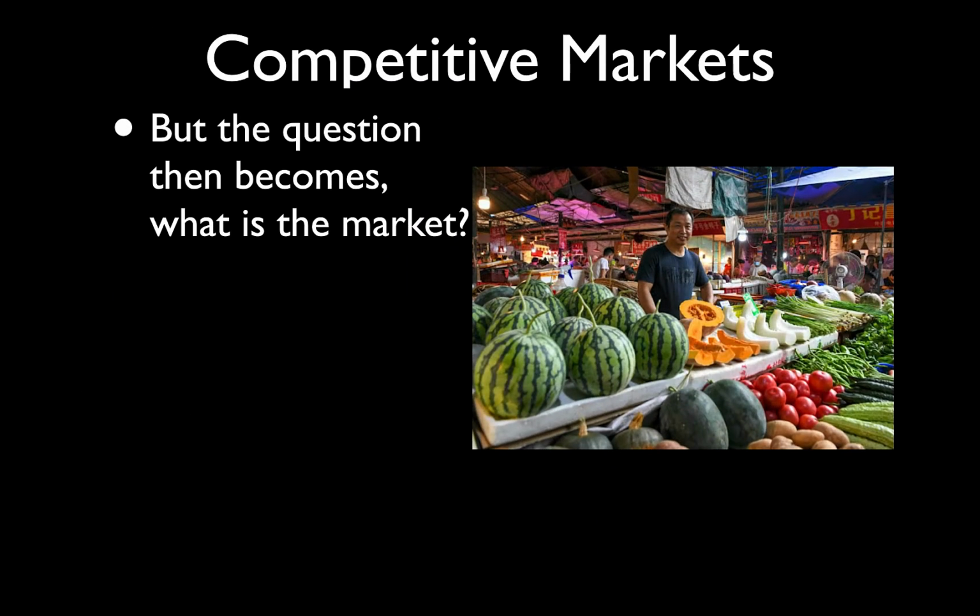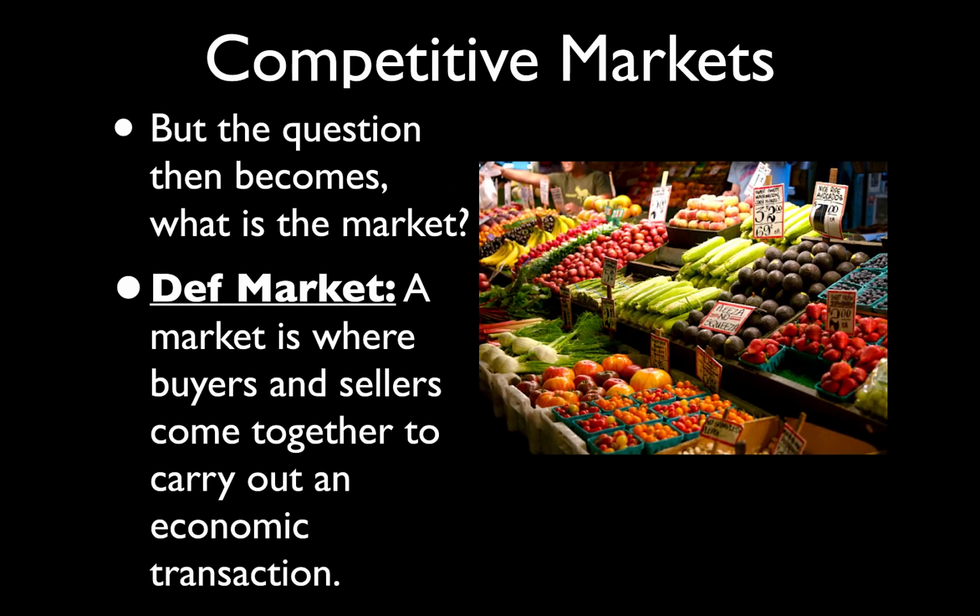Okay, so what is a market? All right, this is the definition. A market is where buyers and sellers come together to carry out an economic transaction. An economic transaction, never get confused, guys. It's simply buying or selling. If I am the seller, I'm going to sell you something. If I'm the buyer, I'm going to buy something from you. That's what a market is.